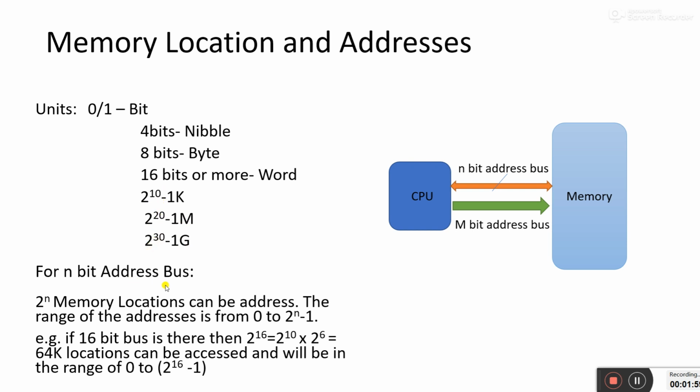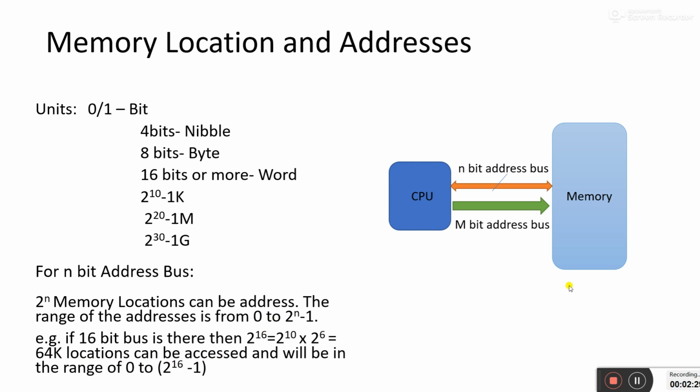For an n-bit address bus, we have 2 raised to the power n memory locations that can be addressed, and the range of the addresses is from 0 to 2 raised to the power n minus 1. For example, if a 16-bit bus is there, then 2 raised to the power 16 is 2 raised to the power 10 times 2 raised to the power 6, which means around 64 kilo locations can be accessed, in the range of 0 to 2 raised to the power 16 minus 1.